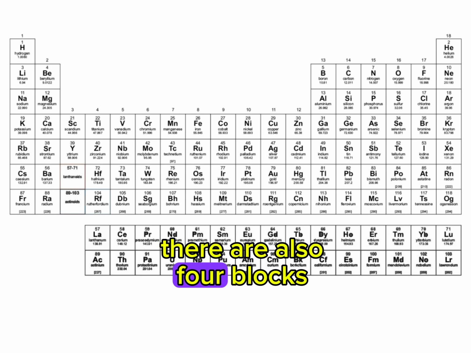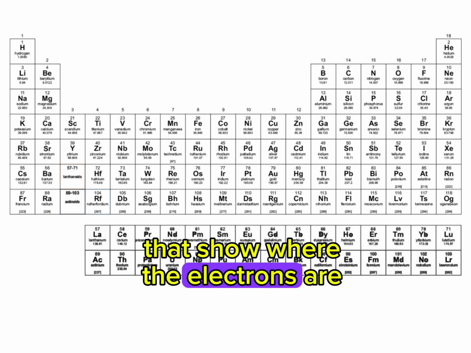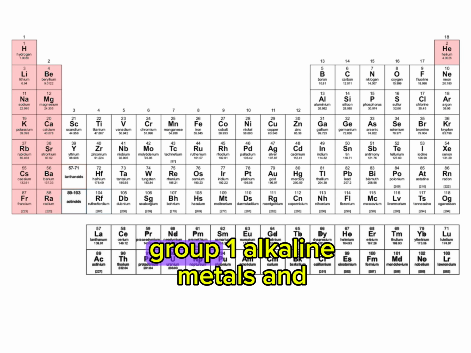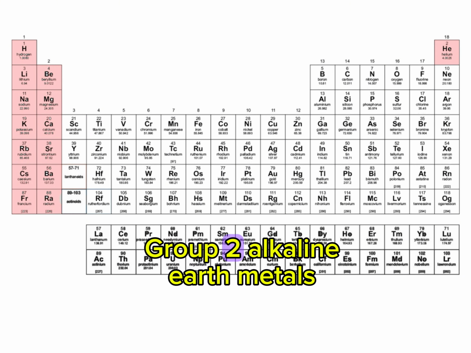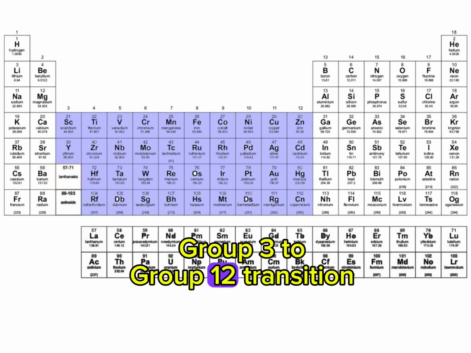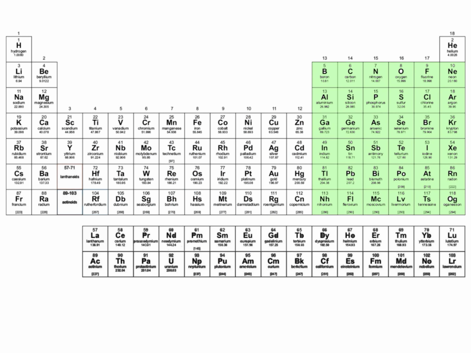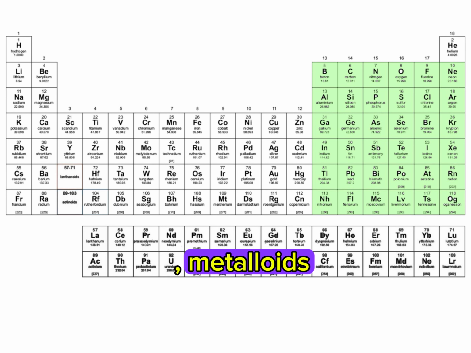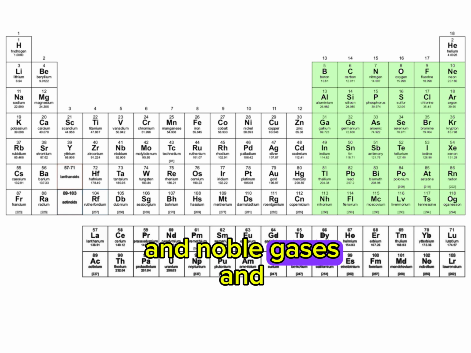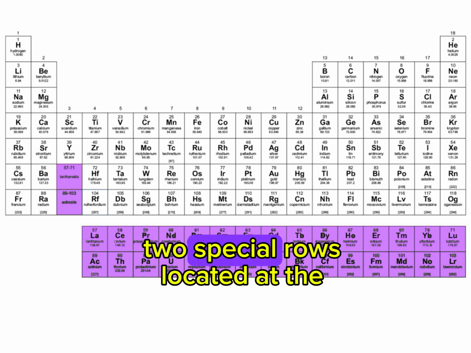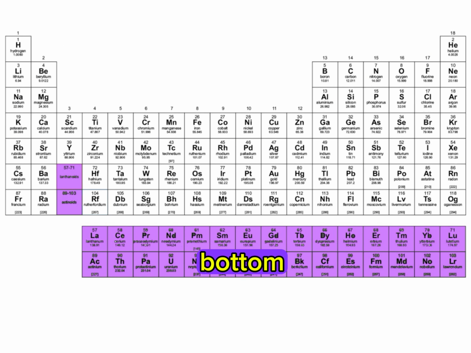There are also 4 blocks that show where the electrons are found in the atom called S block, Group 1 alkali metals and Group 2 alkaline earth metals; D block, Group 3 to Group 12 transition metals; P block, Group 13 to Group 18 metals, metalloids, nonmetals, and noble gases; and F block, lanthanoids and actinoids, 2 special rows located at the bottom so the table doesn't get too wide.